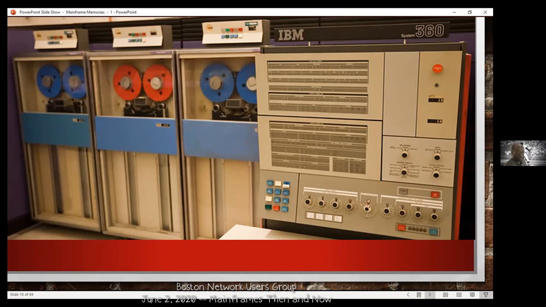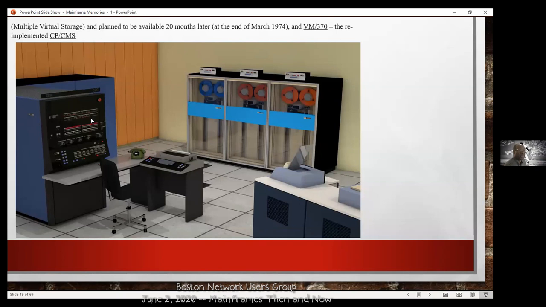With something like the OS 370 environment, still with the same peripheral equipment in terms of tape drives, in terms of printers, console. Again, more processing power. And at this time, moving away from single task processing to multiple task processing.